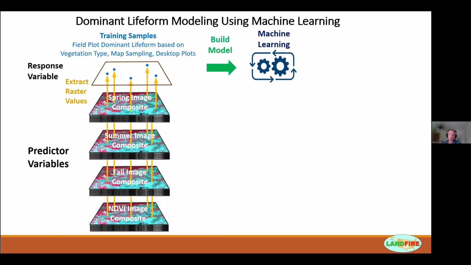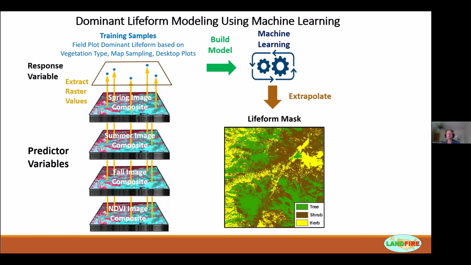So that runs, and then we're able to map the dominant life form for every pixel. So this is a categorical model. We're using a classification tree, and as you can see there, it's mapped out the trees versus the shrubs versus the herbaceous. So we define tree life form as a pixel that has over 10% tree cover.